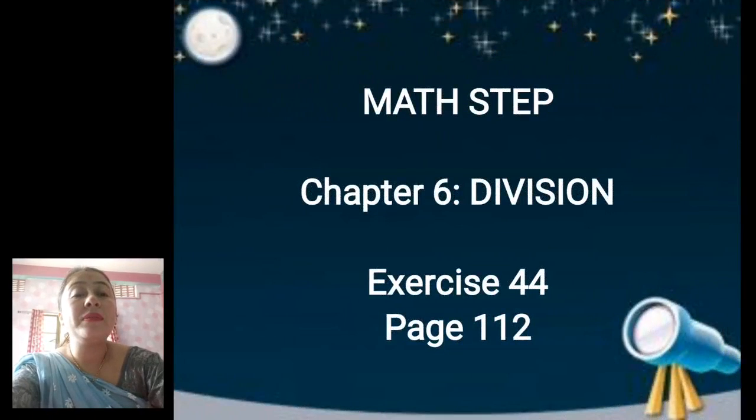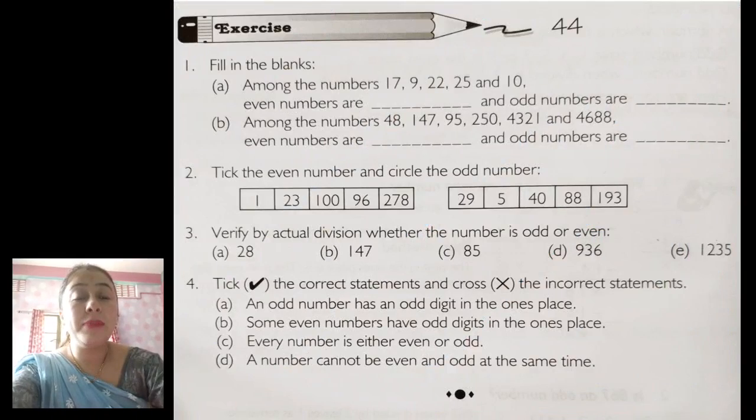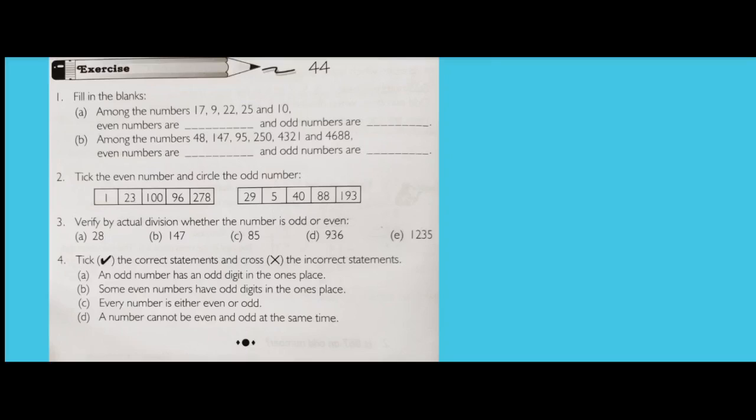So children, we will do exercise 44 from chapter 6 division, which is on page number 112 of your math step book. So this is the page. Now let us start our class. Let us do this exercise now, okay? Children, this is exercise 44 which we are going to solve in today's class. So you have learned about the odd and even numbers.